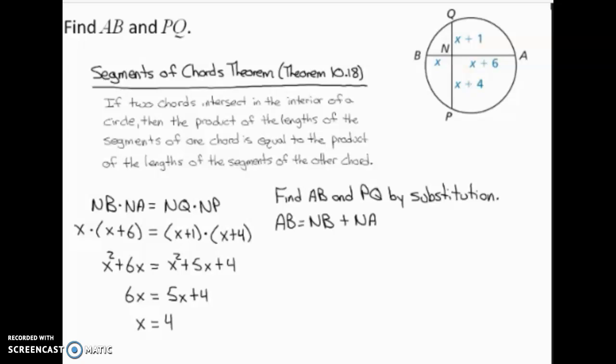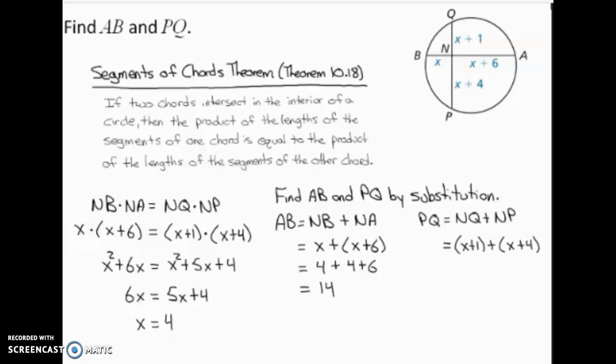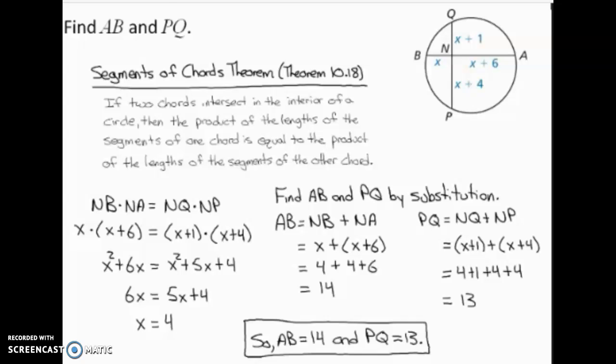Notice that AB equals NB plus NA, so AB equals x plus the quantity x plus 6. Substituting 4 for x gives AB equals 4 plus 4 plus 6, or AB equals 14. Next, notice that PQ equals NQ plus NP, so PQ equals the quantity x plus 1 plus the quantity x plus 4. Substituting 4 for x gives PQ equals 4 plus 1 plus 4 plus 4, or PQ equals 13.